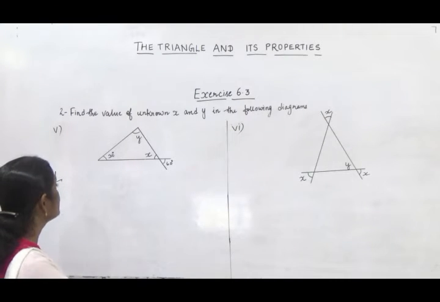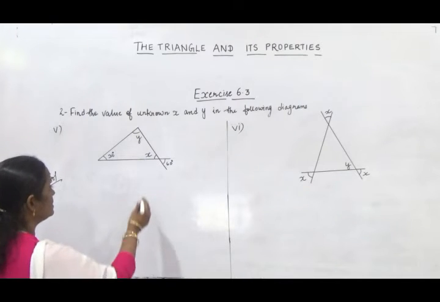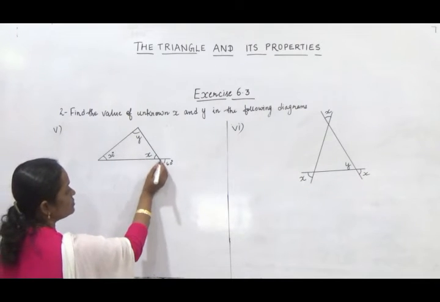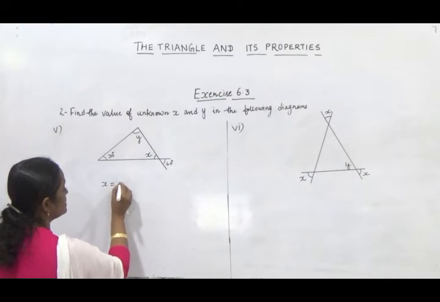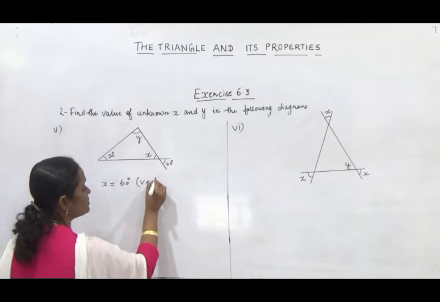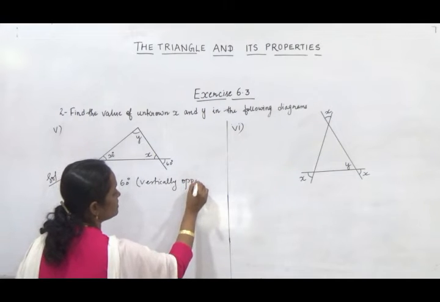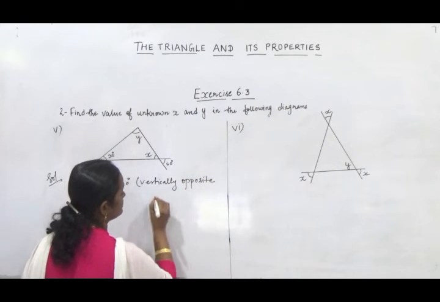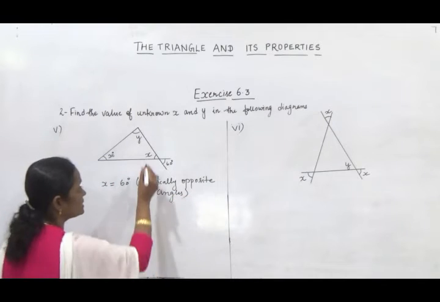The next question here, number 5. Here we have to find the value of x and y. Here we can observe from the figure that these two angles are vertically opposite angles. So what we can write, x is equal to 60 degree. Why? Because they are vertically opposite angles and you know that vertically opposite angles are equal. So here x is 60 degree.